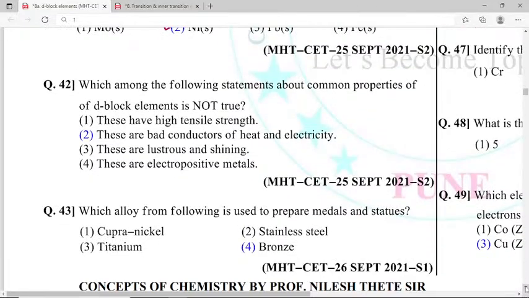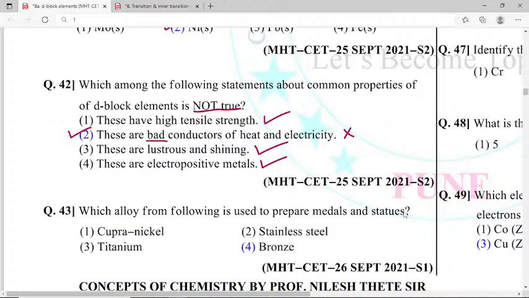Which among the following statements about common properties of D block elements is not true? These have high tensile strength. Correct. These are bad conductors. No, this is good conductor. This is incorrect, actually not true. These are not bad conductors. These are good conductors of heat and electricity. These are lustrous and shining. Yes, they are lustrous and shining. These are electropositive metals. Yes, it is electropositive metal.